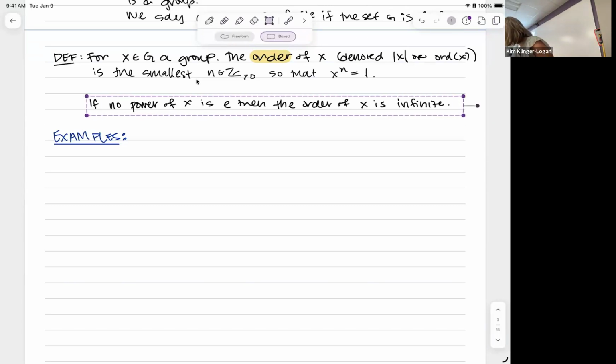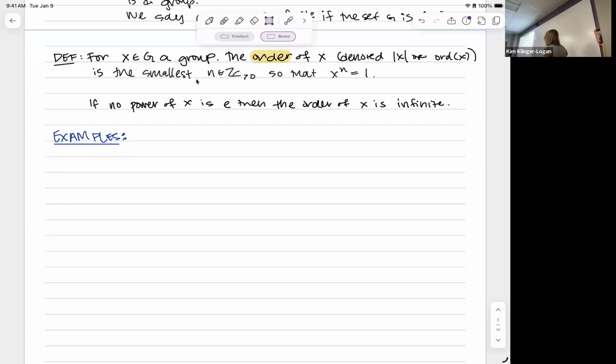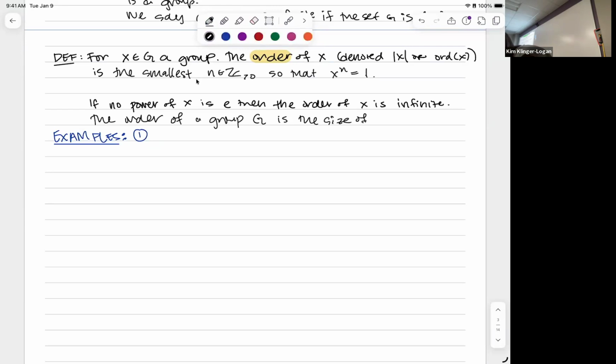So we can apply the word order to an element. That means how many times do I apply the operation to itself to get the identity? We can also apply it to a group. The order of the whole group is just the size of the group, which I don't think they defined here, but I'll just say that. The order of group G is the size of the set G.